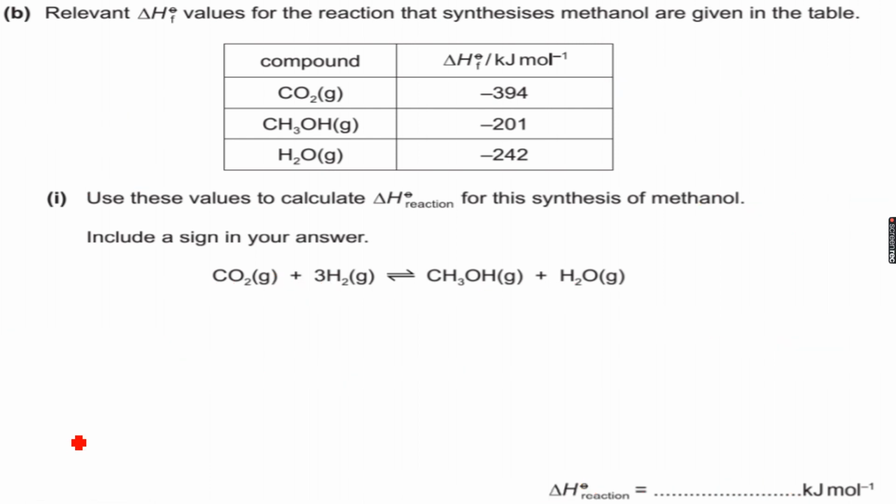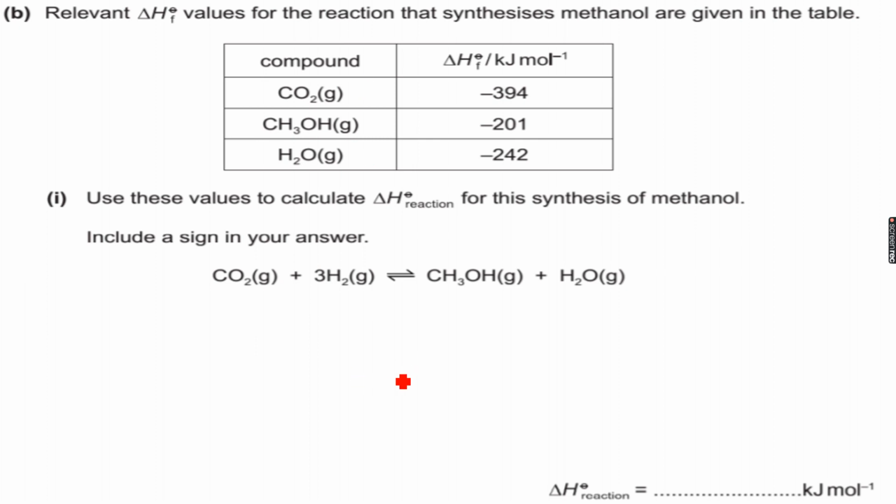Okay, so next question is, relevant delta H naught F values for the reaction that synthesizes methanol are given in the table. Use these values to calculate delta H naught reaction for the synthesis of methanol. Include a sign in your answer. So always remember to include a sign, positive or negative, because that shows endothermic or exothermic. So even if it's not mentioned, do include a sign.